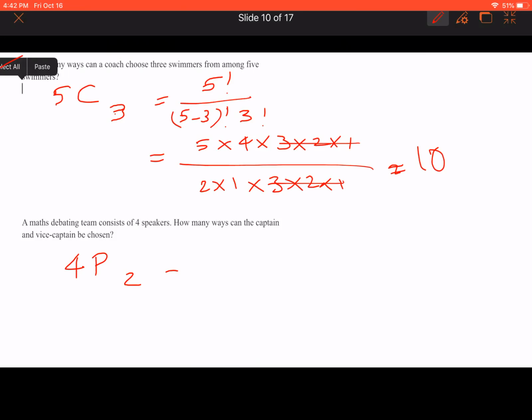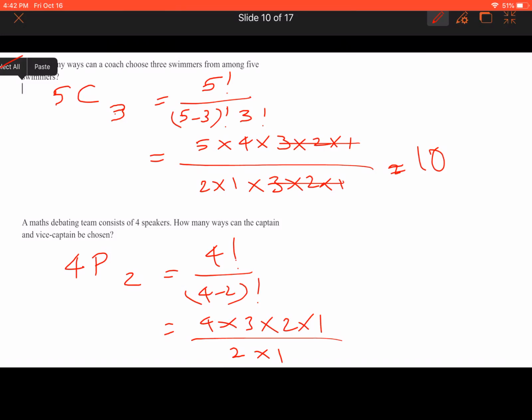So 4P2: n factorial is 4 factorial, divided by (n minus r) factorial, that is (4 minus 2) factorial, which is equal to 4 into 3 into 2 into 1 by 2 into 1, which is equal to 12. So there are 12 possibilities of selecting 2 speakers, one as a captain and one as a vice captain, from the total 4 speakers.